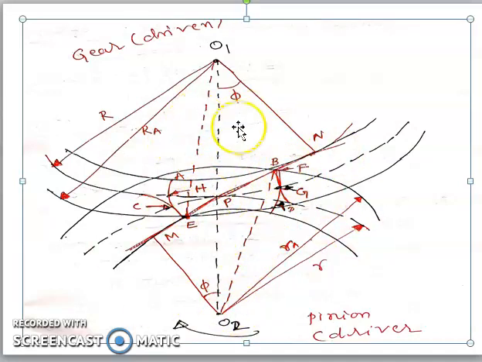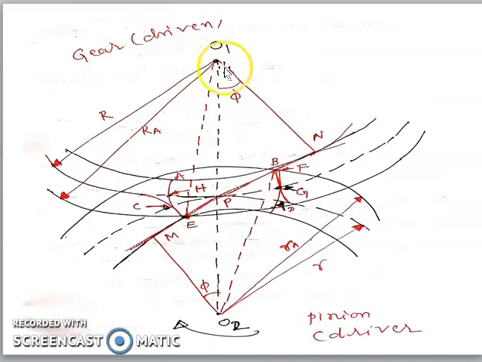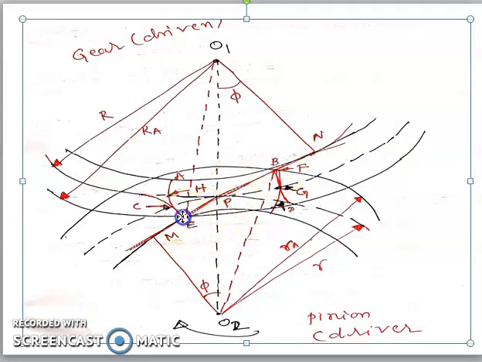Now regarding this figure, we will go into the details. In this figure, EP and PF: EP is the path of approach and PF is the path of recess. Remember, EP plus PF equals the length of path of contact, from the beginning to the end of engagement. The starting point is E and the end point is F. It moves from E to P, and P to F. E to P is the path of approach and P to F is the path of recess.